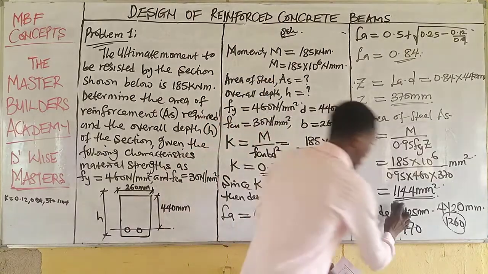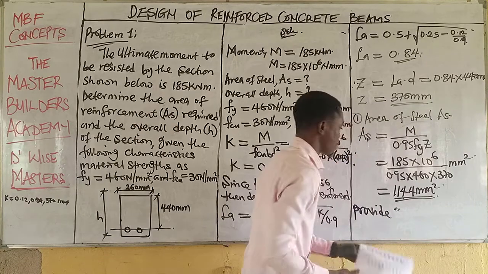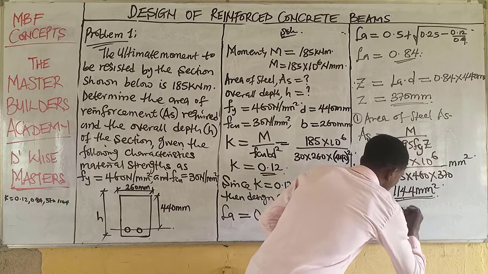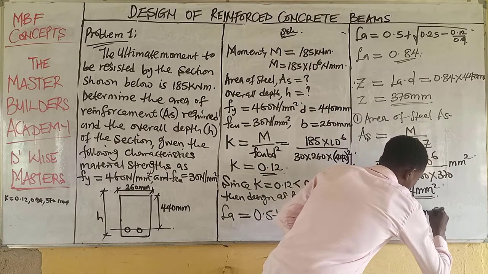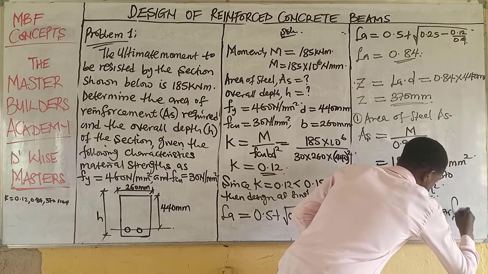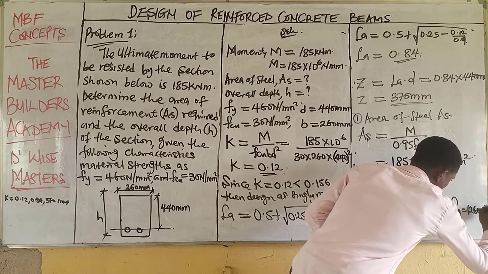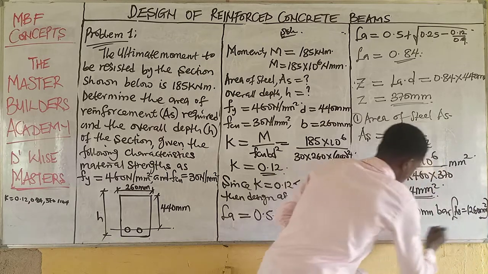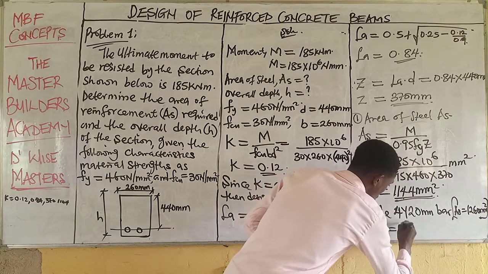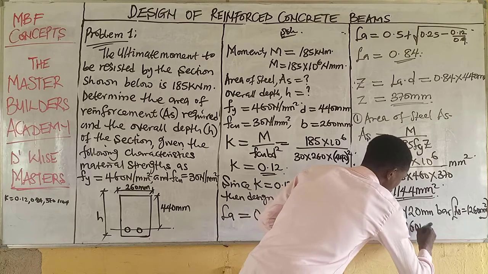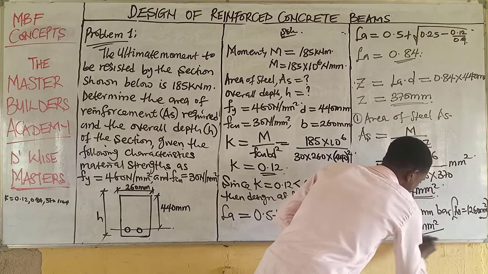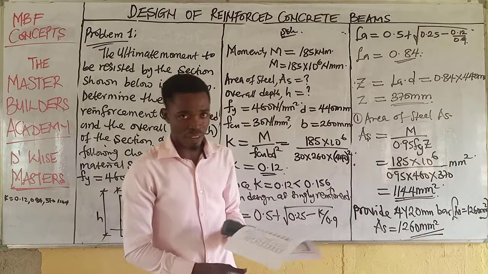So therefore, at this point, we will simply say provide 4Y20 millimeter bar, and the area of steel here is equal to 1260 mm squared. Area of bar is equal to 1260 mm squared. This is the area provided.